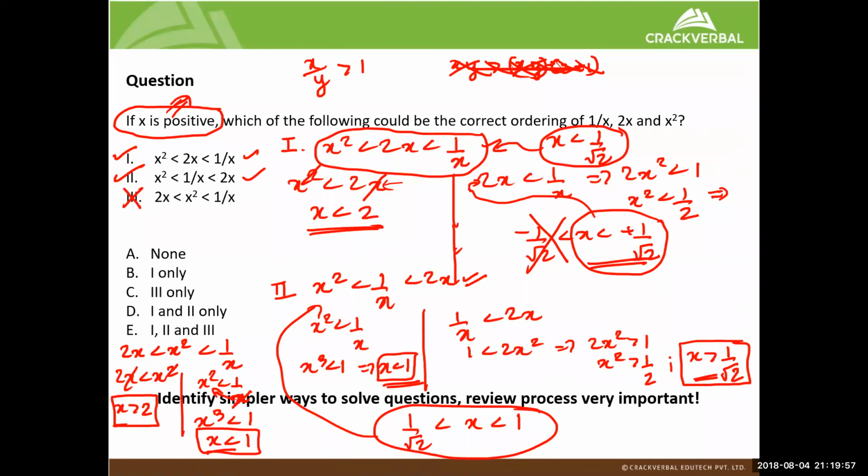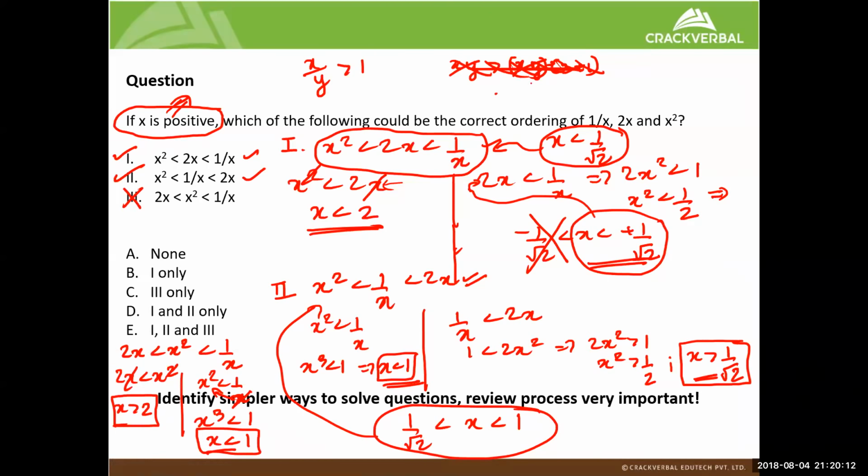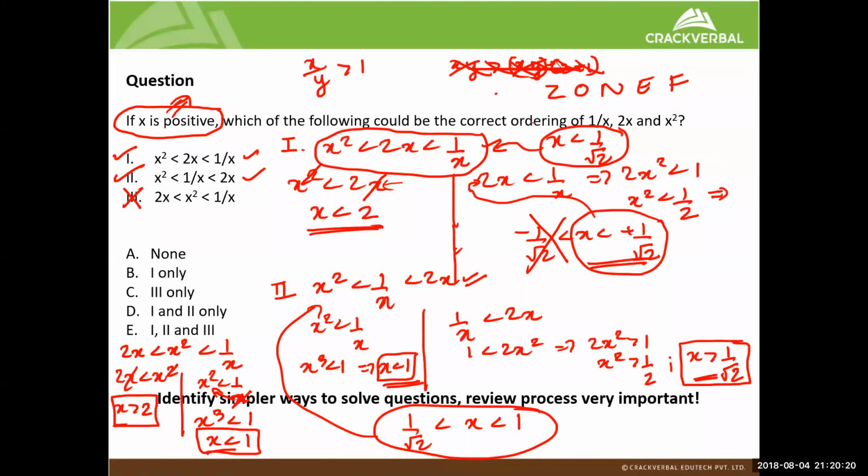is, whenever you have a variable as positive, you can always work with that variable when you deal with an inequality, right? If this doesn't strike you, then you'll have to resort to plugging in values. And this is how you plug in values, guys. Remember, for those who attended my sessions, I've spoken about this acronym called ZONEF, right? Z stands for 0, O stands for 1, N stands for negatives, E stands for extremes, and F stands for fractions.